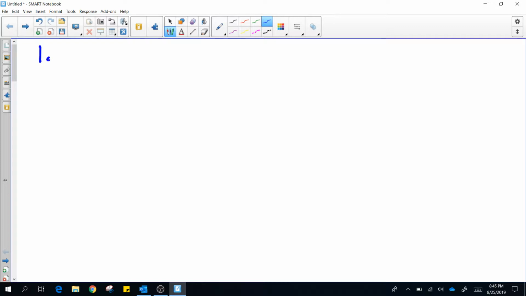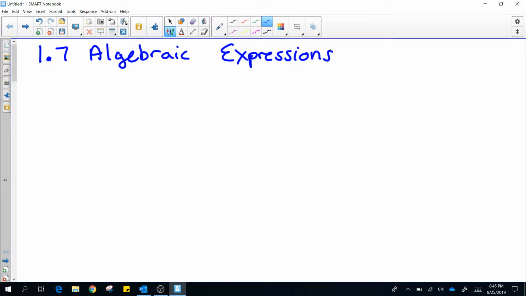Okay, 1.7 is about algebraic expressions. Okay. So we talked about this a little bit and like the key words for adding, subtracting, multiplying, and dividing.